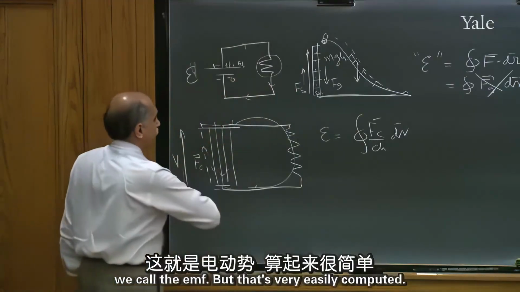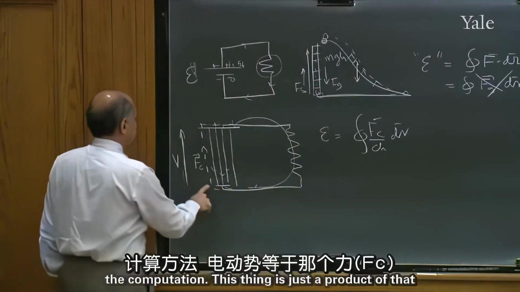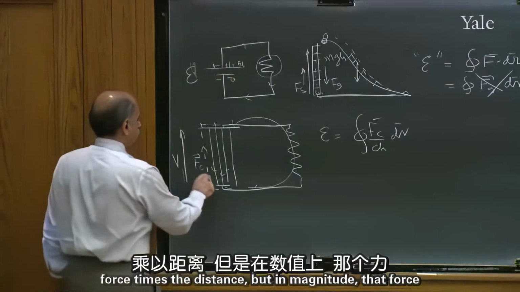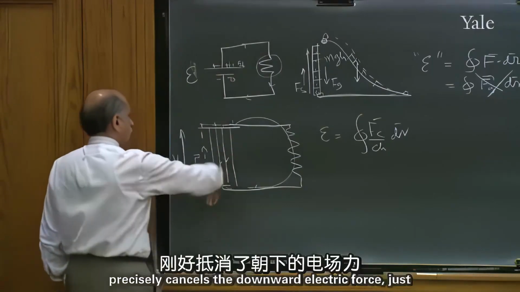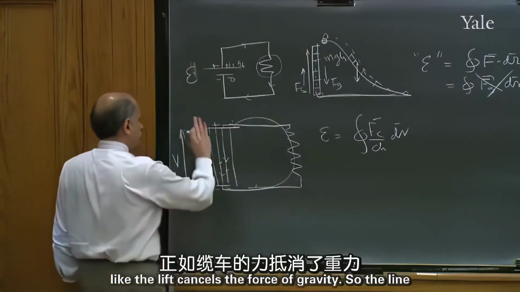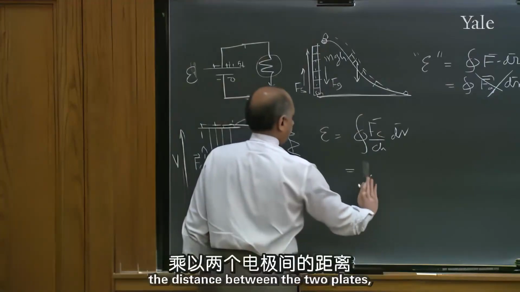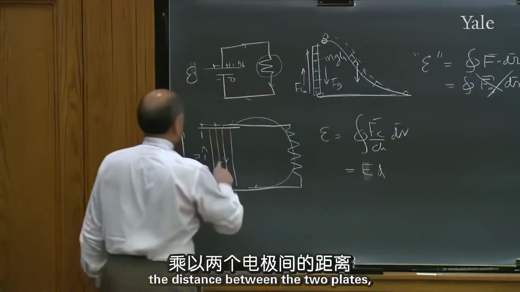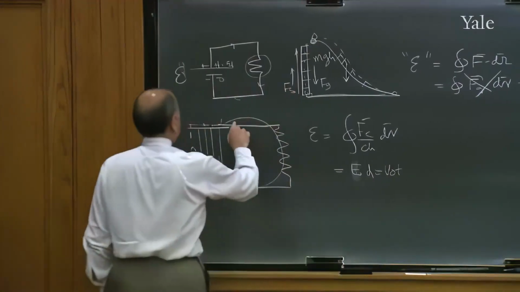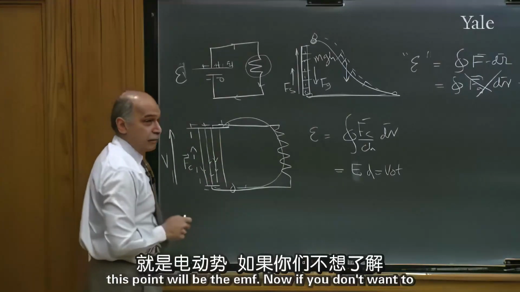But that's very easily computed. This is what I didn't realize, a much easier way to do the computation. This thing is just a product of that force times the distance. But in magnitude, that force precisely cancels the downward electric force, just like the lift cancels the force of gravity. So the line integral in magnitude is just the electric field times the distance between the two plates, and that is just the voltage. Therefore, the voltage difference between this point and this point will be the EMF.